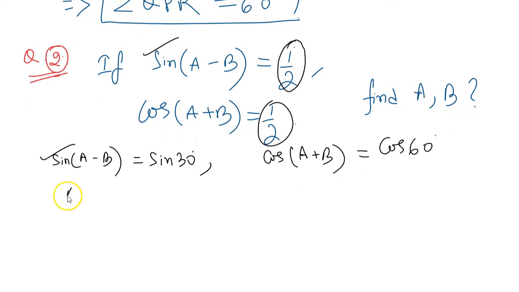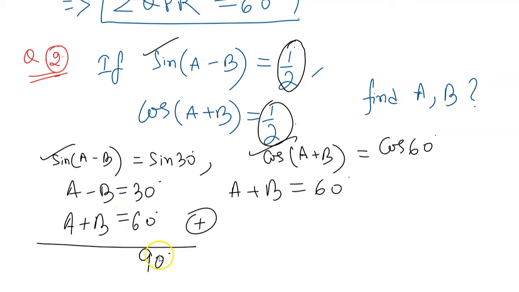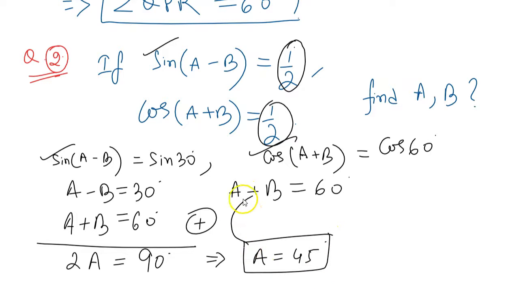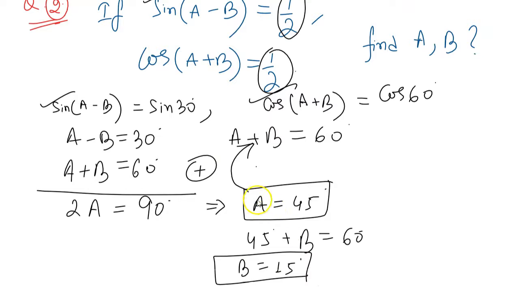So from this one we get A minus B is 30, and from here we get A plus B is 60. So you have two equations, guys. You just need to solve them. I will add them so that I can eliminate one variable. Adding them, you get 2A is equal to 90, indicating that A is 45 degree. Now take this value of A and put it in either equation. Let's say I put it here. I get 45 plus B as 60, and this gives us B as 15 degree. So yes, we have figured out angle A and angle B, guys.